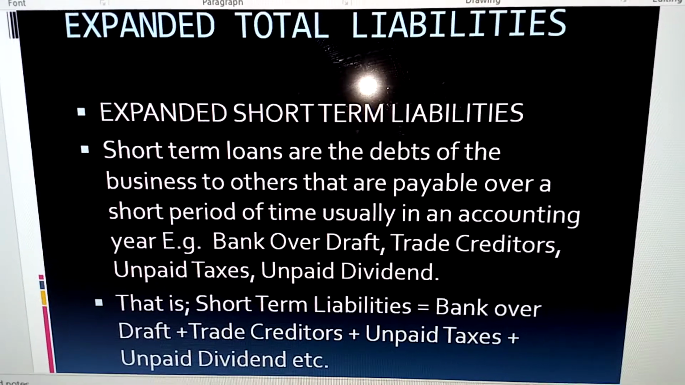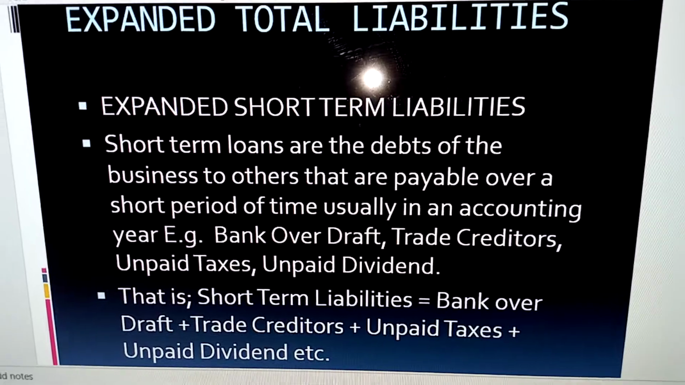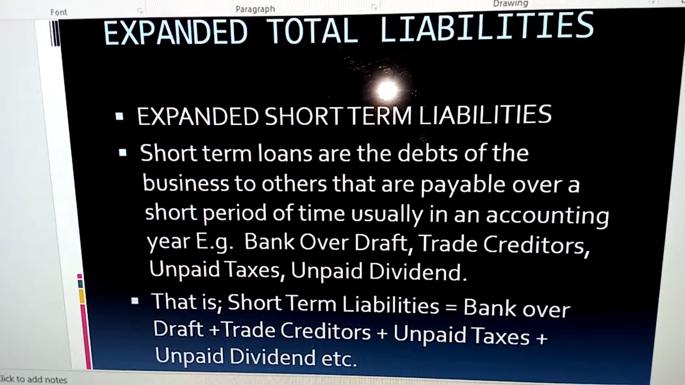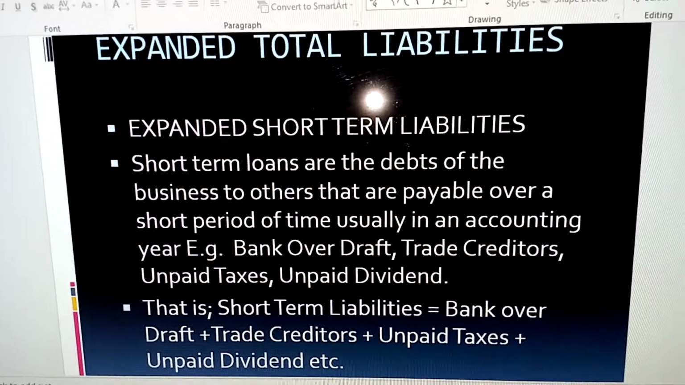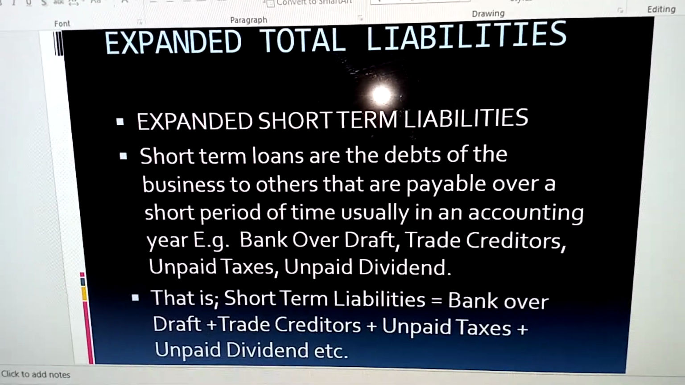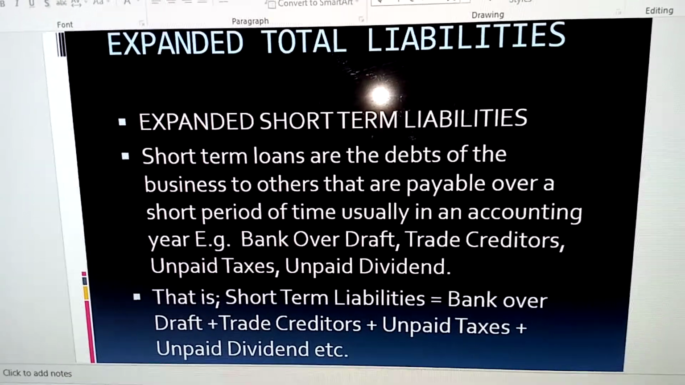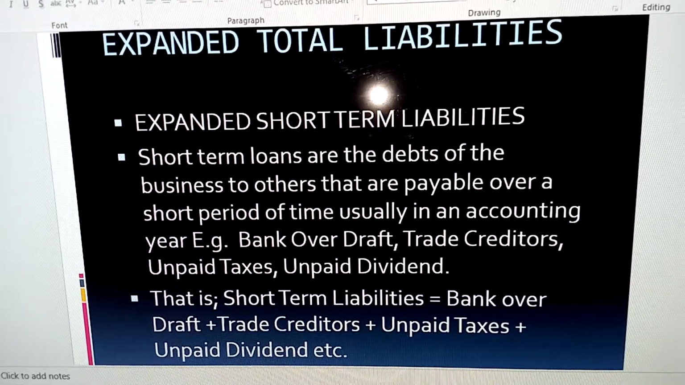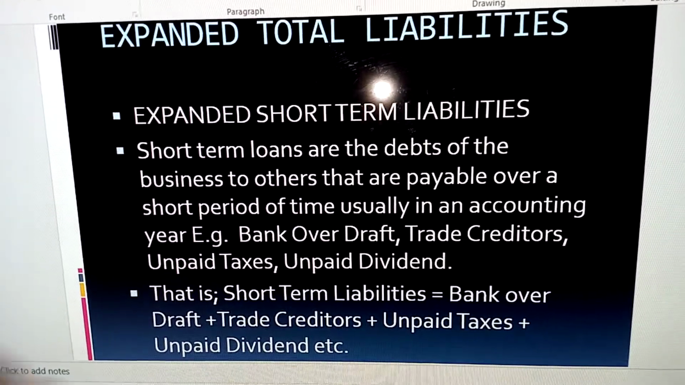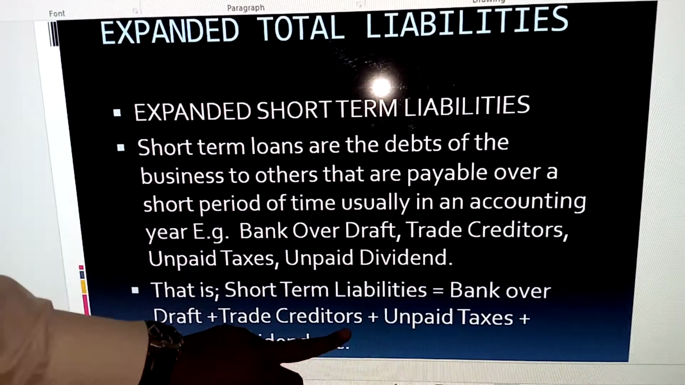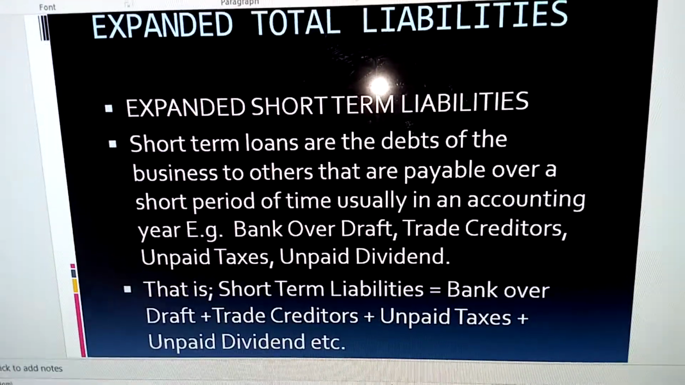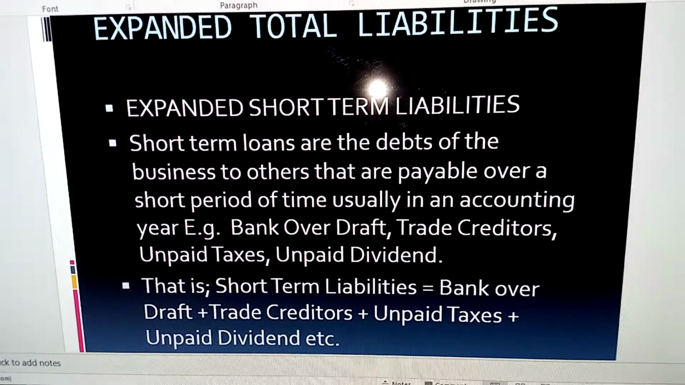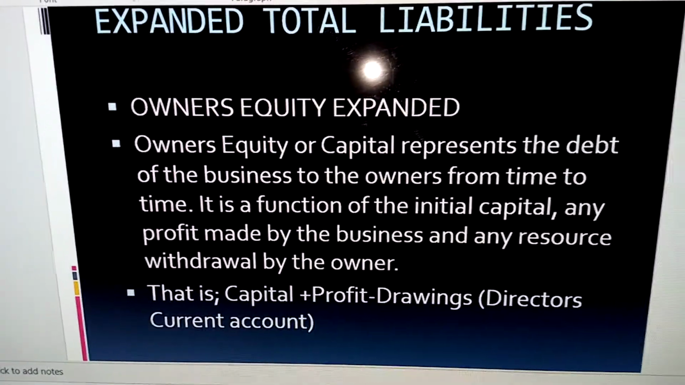What are short-term liabilities? Liabilities that are payable within a short period of time, usually the accounting year, say bank overdraft, trade creditors, unpaid taxes, unpaid dividends. Okay, so it means that we can also establish an accounting equation for short-term liabilities. We have bank overdraft plus trade creditors plus unpaid taxes plus unpaid dividends and other items that fall within that category. Now, what is owner's equity?